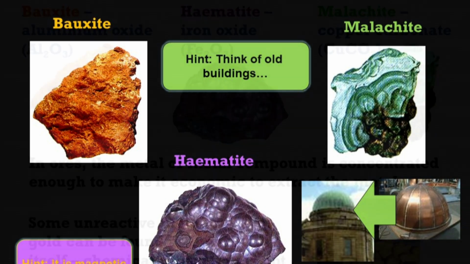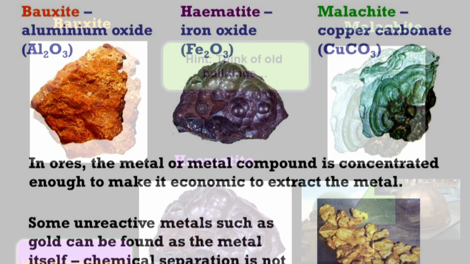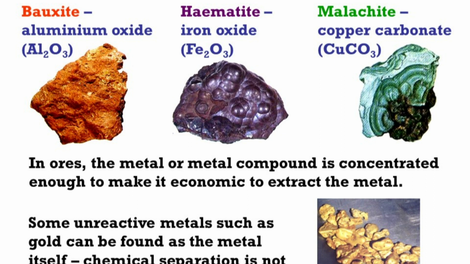So you'll find that most metals are found as ores in that rock type. The first one, bauxite, is aluminium oxide, formula Al2O3. So that's got 2 atoms of aluminium, 3 of oxygen, making it a compound. Hematite is iron oxide, malachite is copper carbonate. In ores, you find them concentrated in these forms. So we need to extract them and get them out of the rock into their singular form.